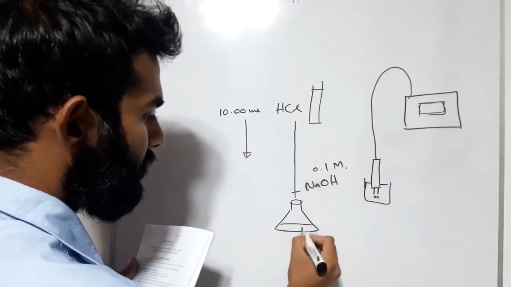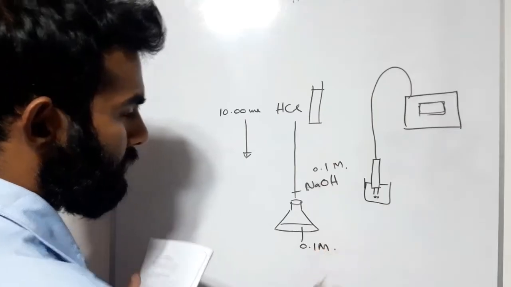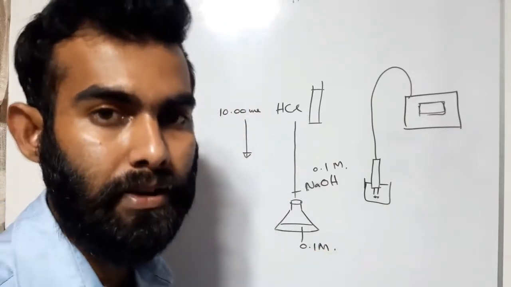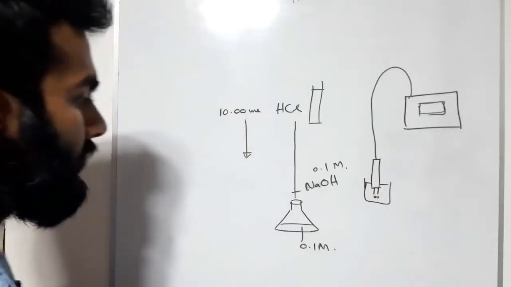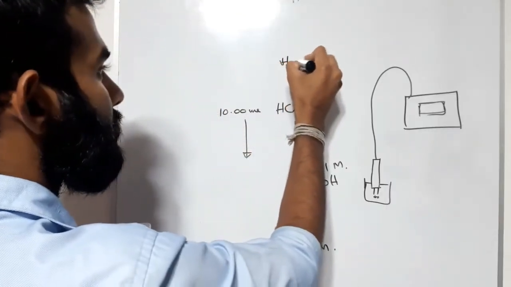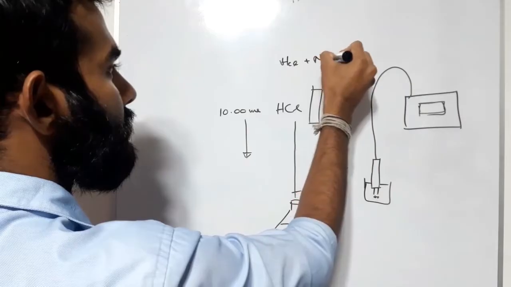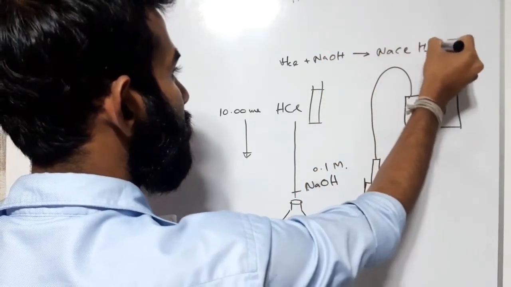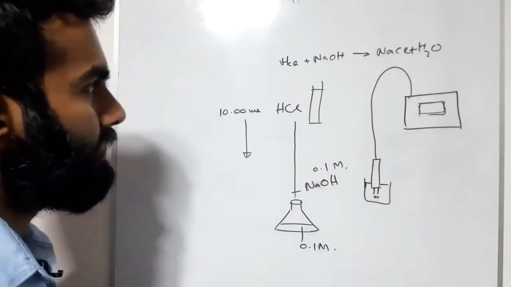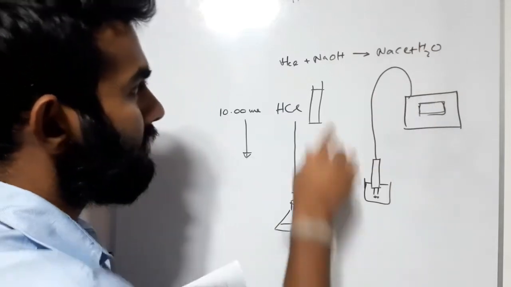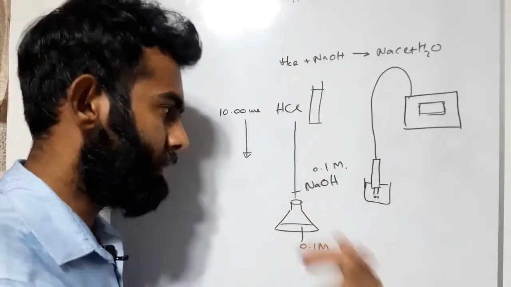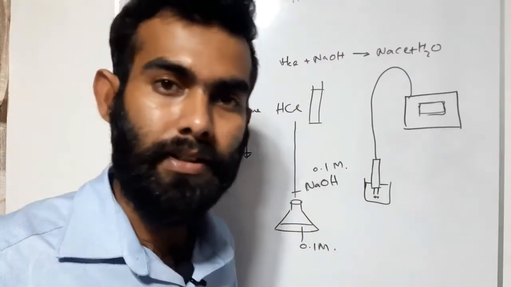Here HCl is also 0.1, so we know what the endpoint will be. According to the stoichiometry, it is 1:1, HCl and sodium hydroxide. NaCl and H2O will be the products. Here it is a strong acid, and here it is a strong base. So the endpoint will be near pH 7.